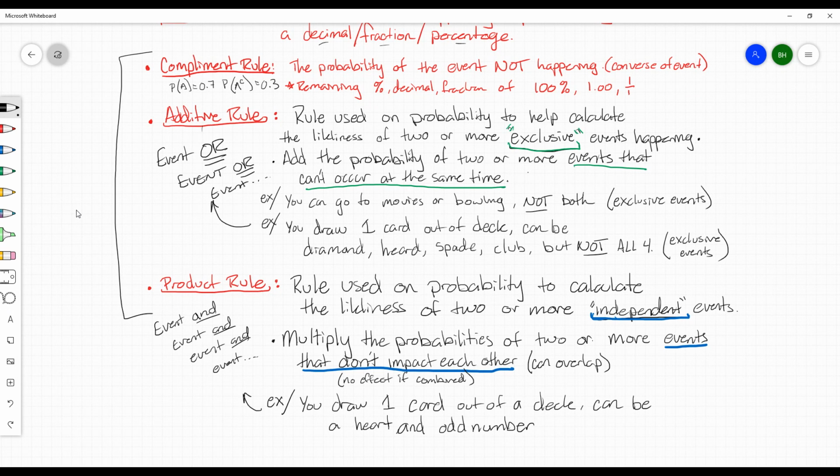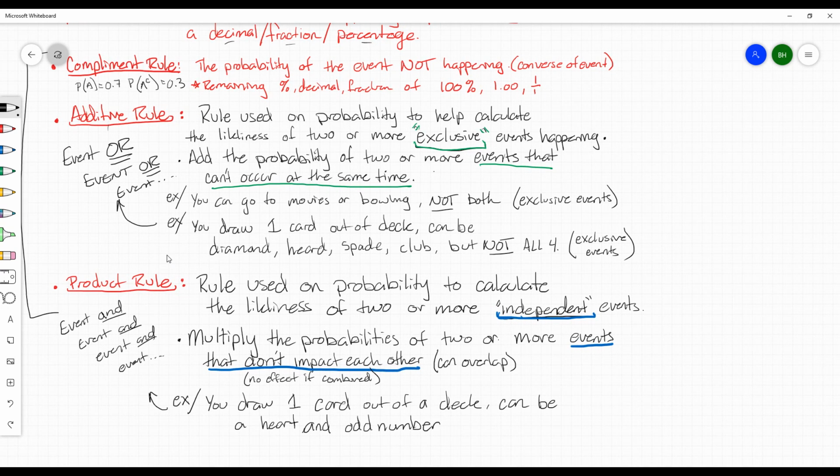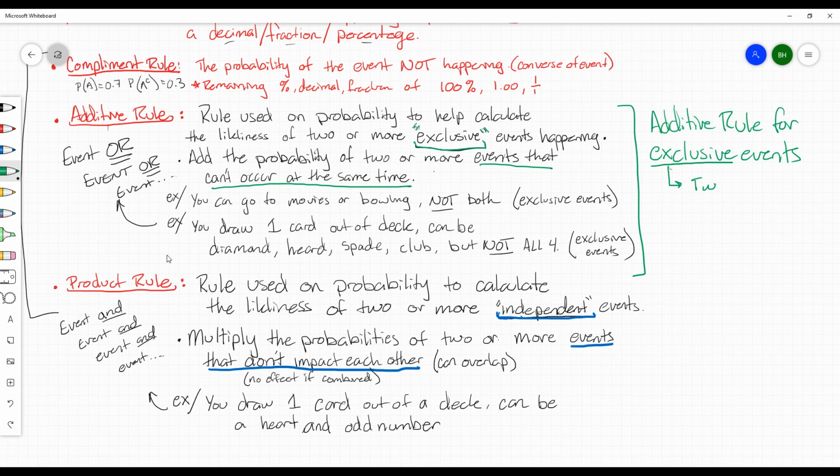The additive and product rule is where a lot of students started to get a little bit confused about whether or not to apply them. The biggest difference between the two is going to be whether or not something is exclusive or something is independent. Now, looking at the additive rule for exclusive events is essentially what it boils down to. And this exclusive is 2 events that cannot happen at the same time, that cannot exist together.